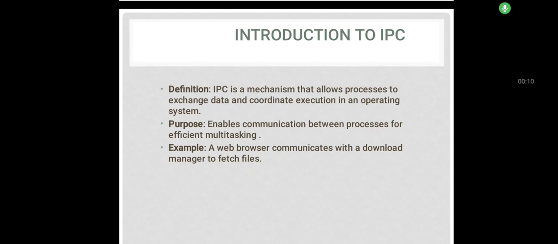First, we discuss the introduction of inter-process communication. Inter-process communication is a mechanism that allows different processes to exchange data and coordinate execution in an operating system. Why is IPC needed?